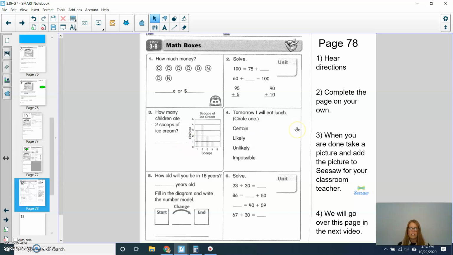For question 4, tomorrow I will eat lunch. Circle if it's certain, likely, unlikely, or impossible. For question 5, how old will you be in 18 years? Fill in the diagram and write the number model. So think about how old you are today and your change, and then how old you will be at the end, and then solve. For number 6, again, don't forget about your unit.